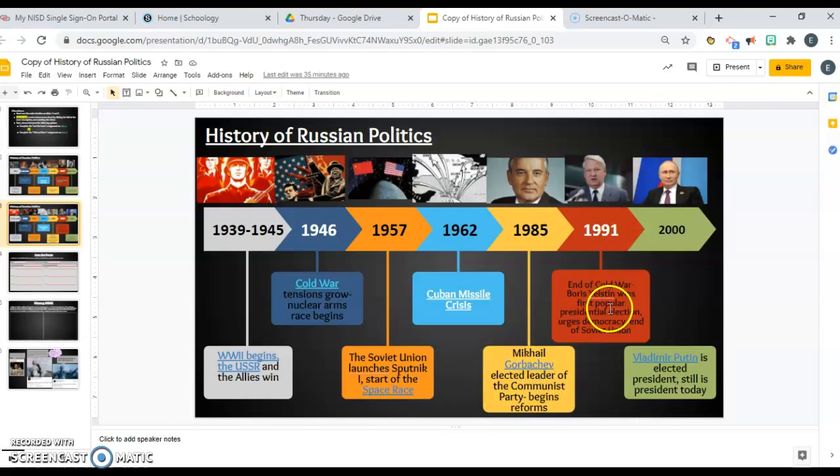1991, end of the Cold War. Boris Yeltsin is the first popular presidential election, and he urges democracy. Now, finally, there's not a video for that one, but finally, the year 2000, Vladimir Putin is elected president, and he actually still is president today. He is someone that you probably hear about if you ever watch the news or even just catch little parts of it. He's very much a political figure today in the news, so you will learn about him.